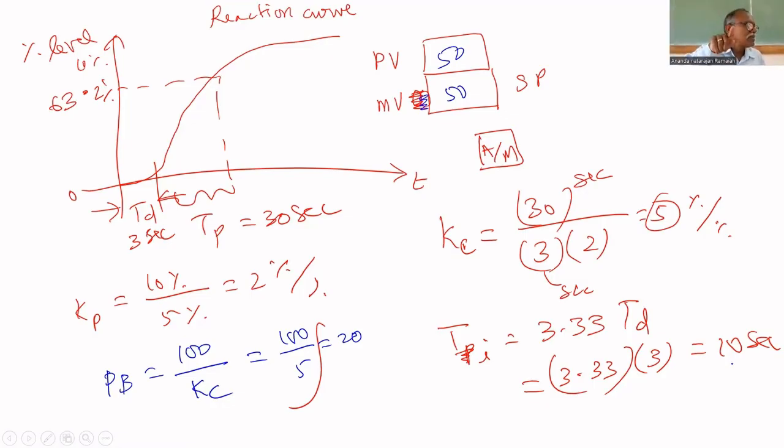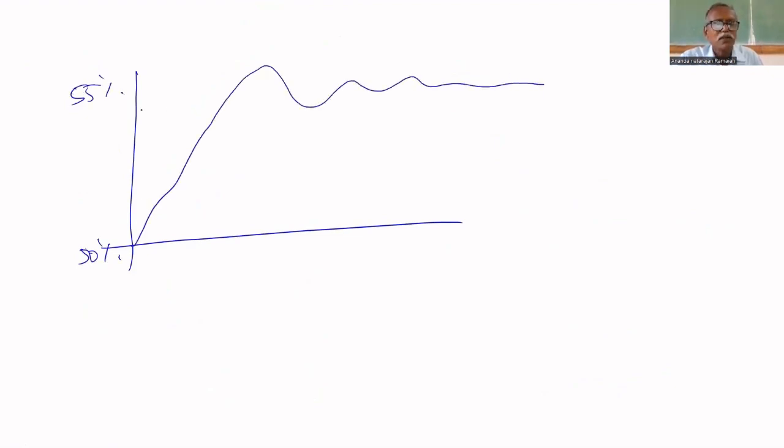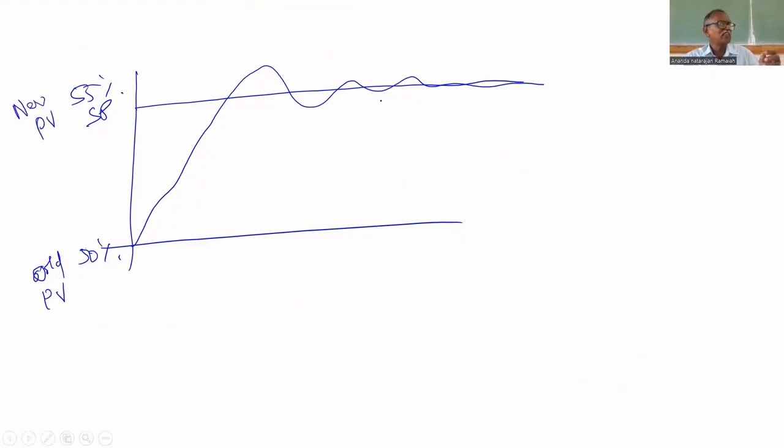You change the set point from 50 to 55, and the process will settle automatically at 55. For a PI controller, you will get a response like this. Initially it is 50%. You change the set point to 55%. This is the new set point, this is the old PV, and this is the new PV. The new PV comes and settles. It will oscillate like this. The controller cannot bring it directly to 55. It will oscillate around and settle. This is called servo response.